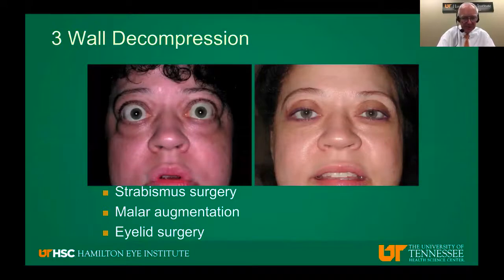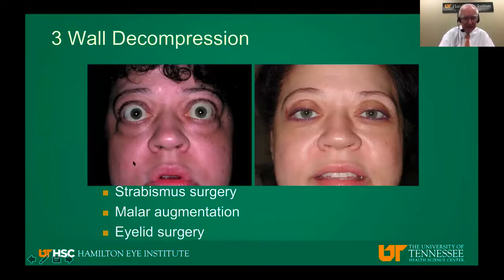Do I do 3-wall decompressions? If I need more than 6 to 7 millimeters, I go to 3-wall decompressions. And as you can tell, this individual had a short orbit, and that's what I look at. If you can't decompress the medial wall, floor, lateral wall in that kind of amount of bone, what you can do is do 3-wall decompression, and you'll see this term malar augmentation.